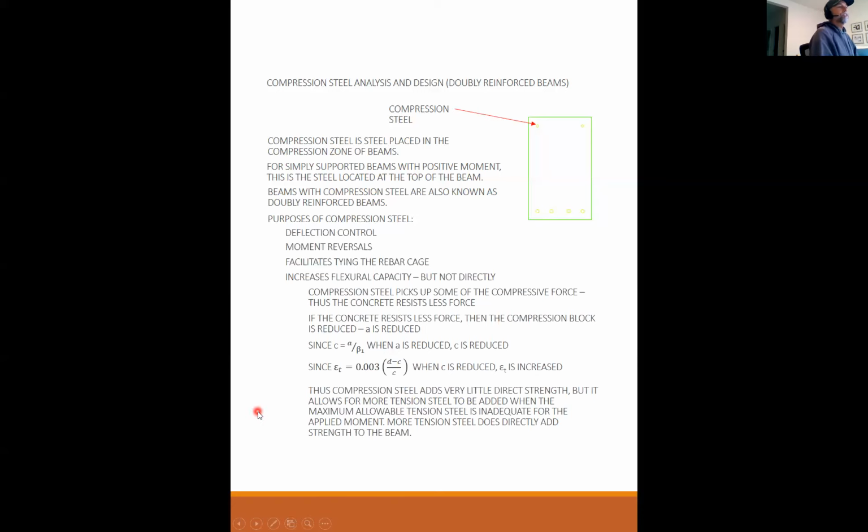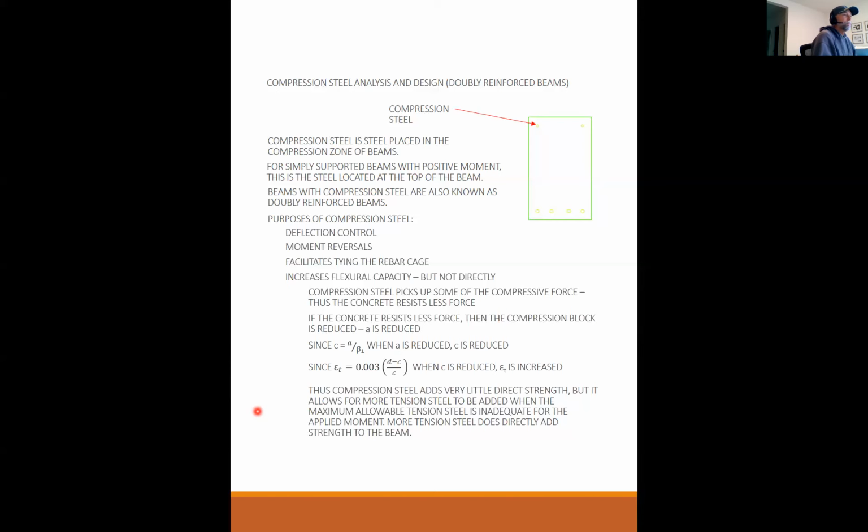Thus, what compression steel does for us: compression steel adds very little direct strength, but it allows for more tension steel to be added when the maximum allowable tension steel is inadequate for the applied moment. More tension steel does directly add to the strength of the beam. So compression steel in terms of strength really doesn't help very much at all.